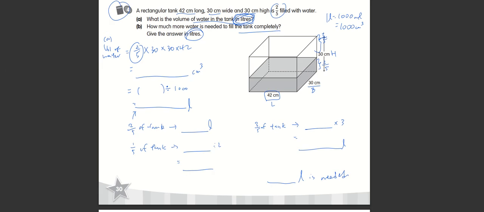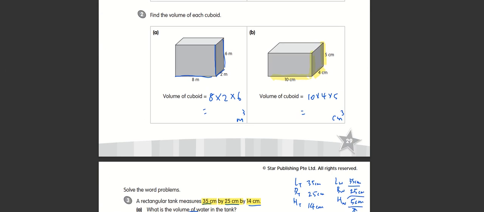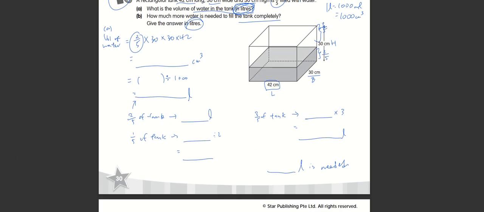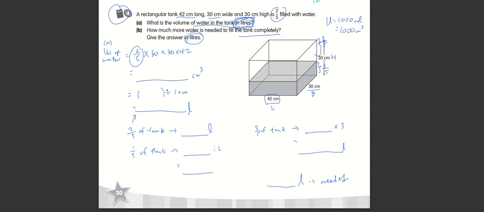Alright, so that is page 29 and 30. Revision answers for recalling primary 5 volume topic.